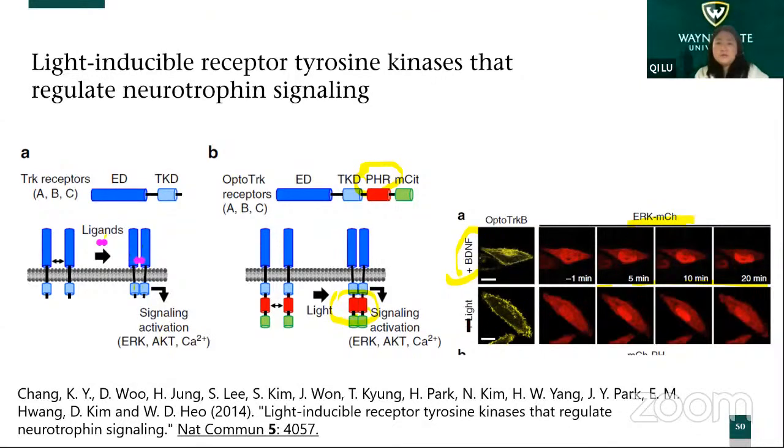And it's also shining with the light. It will do the same thing that makes ERK and mCherry localize into the nucleus to start the neurotrophin factors. So it simply forms a dimer. And this was published six years ago by Chen's group.